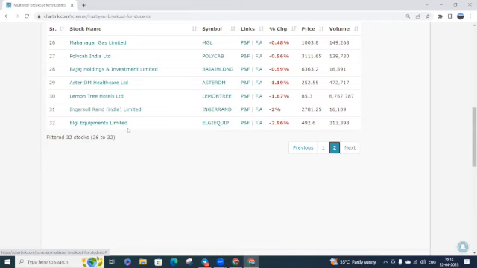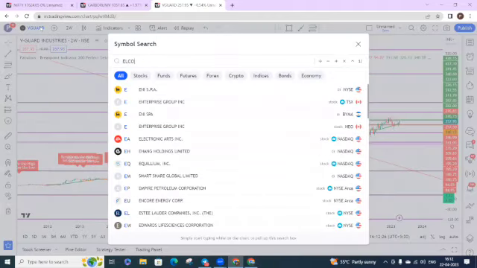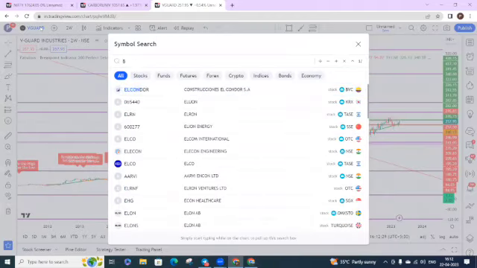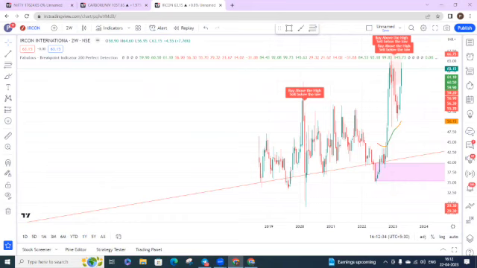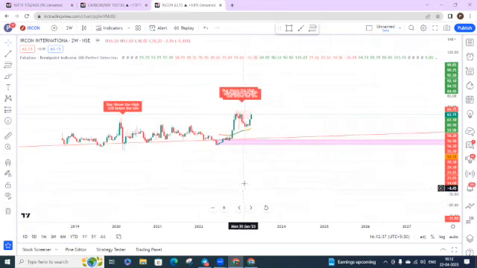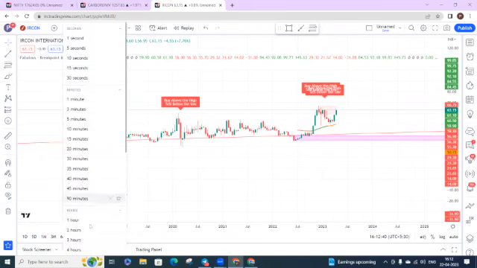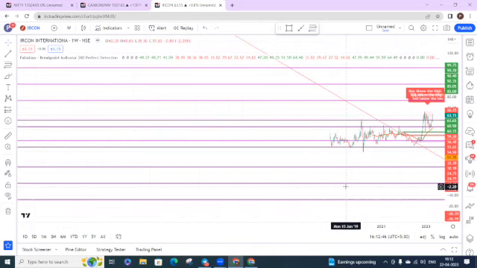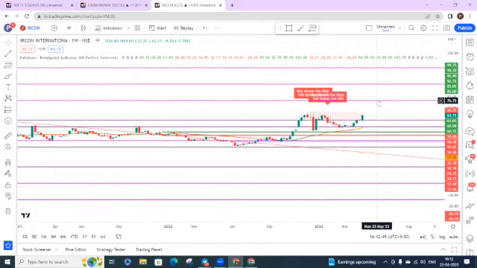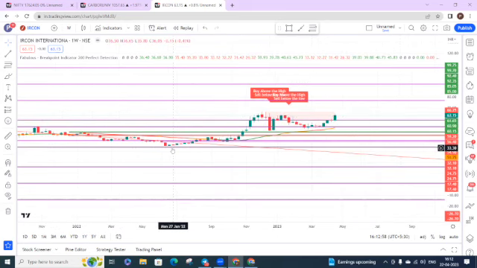Sir, please check IRCON. Okay, it's still not giving anything. I just need to change it to 1 week. It's on the buying level. You can go for it for targets of 76, 92 and 99. Yeah, like this you need to work on. This becomes your positional kind of trade.